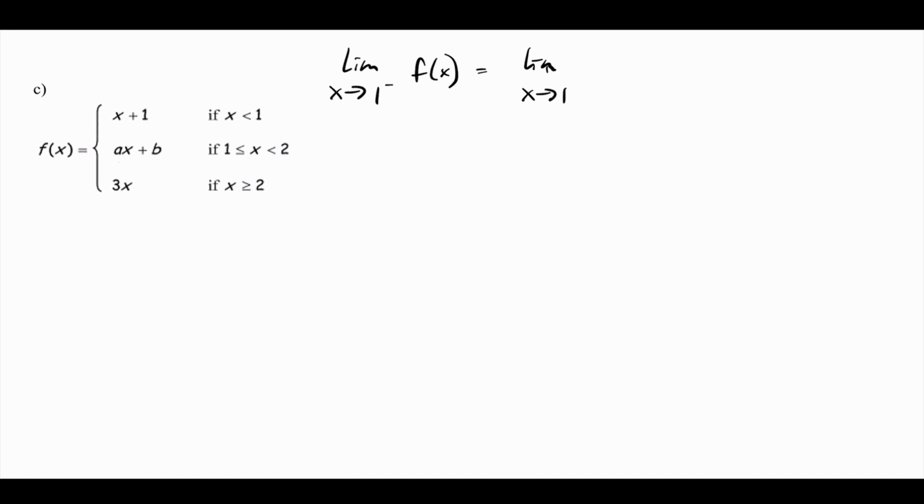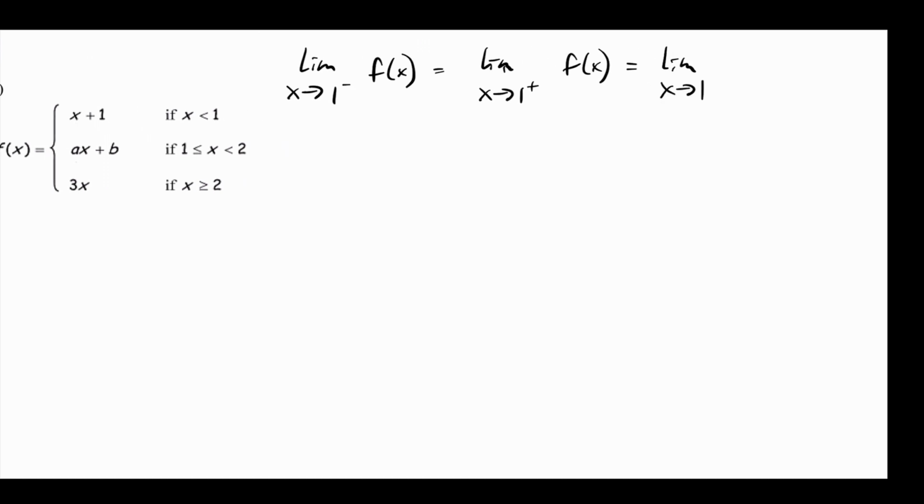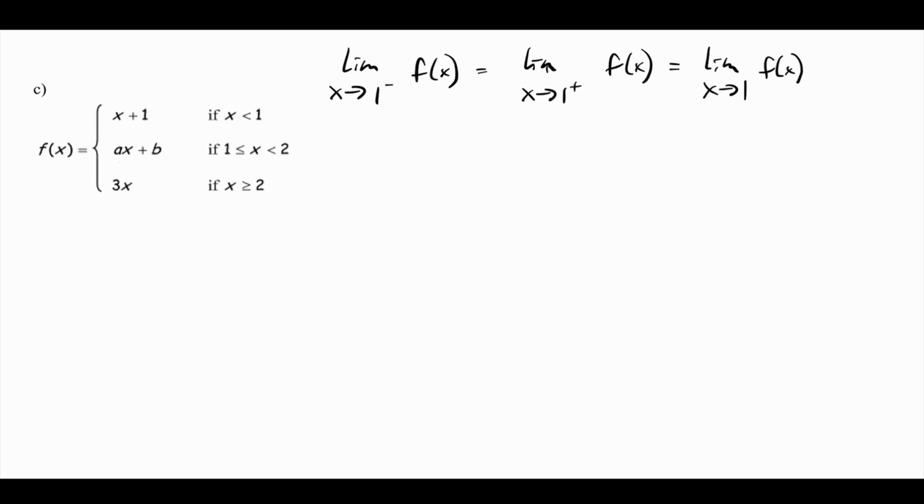As x approaches 1 from the right for f of x equals the overall limit and then f of 1. Okay, so I set up the definition.